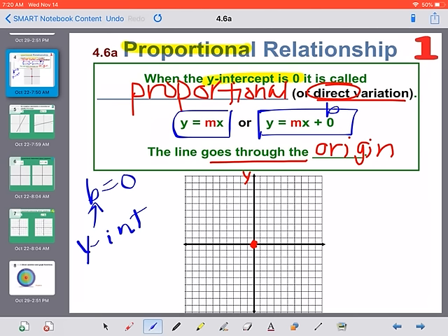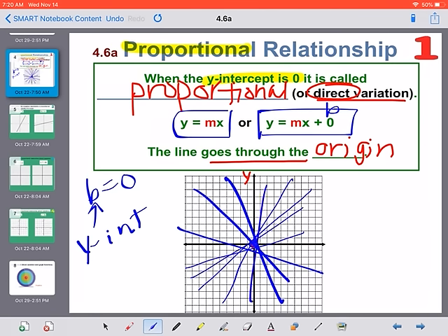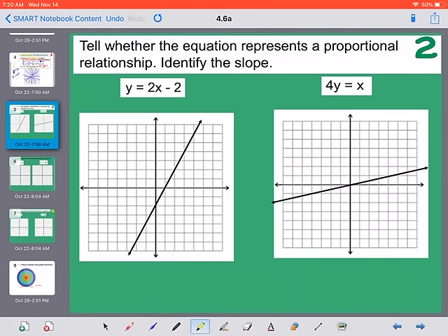So it's any graph that's going to go through the origin at 0. It doesn't matter what the angle of the graph is, as long as it goes through that middle, it is proportional, or we call it a direct variation graph, because it's going directly through that middle. So let's take a look at a couple examples.